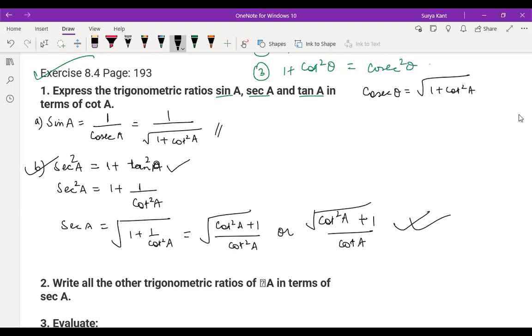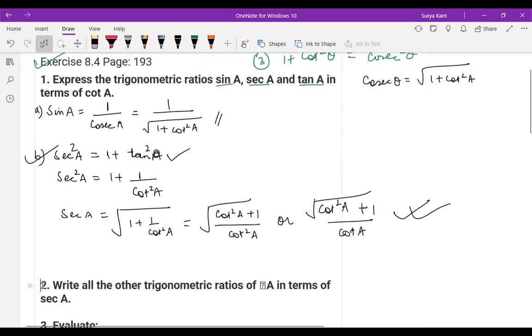See if you have doubt in any steps now. I hope it's clear now, right? And tan A is the easiest part. Tan A is equal to 1 by cot A. That's it. Nothing to do here. Is it clear or not? We are moving to the next question now.